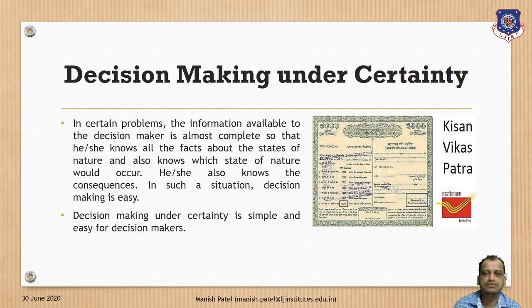Now what about certainty? Let me give an example of certainty. If you are buying Kisan Vikas Patra, that is an example of decision making under certainty. You are deciding to invest money, right? And you are buying Kisan Vikas Patra. So you are going to get a guaranteed return, right? It is definite. So the decision maker knows the facts, what the outcome of this decision is. And so in that situation, it is easy for you to decide, okay, I will buy the Kisan Vikas Patra. So that is the best example of decision making under certainty.